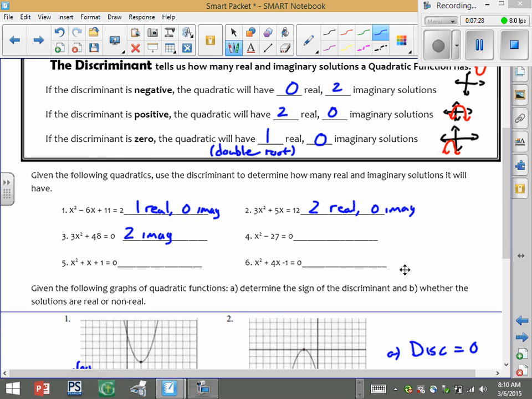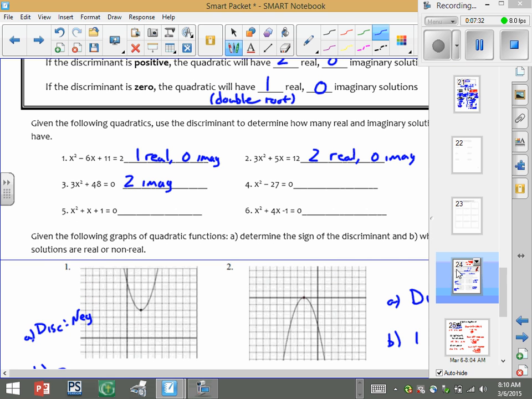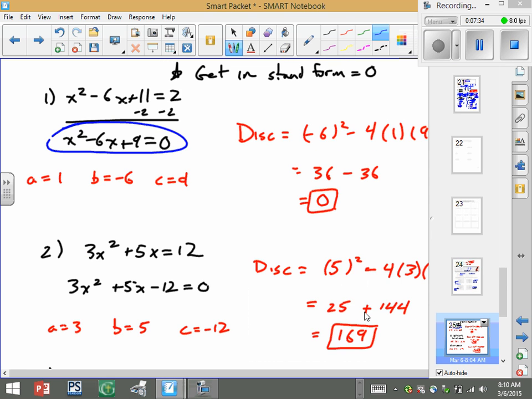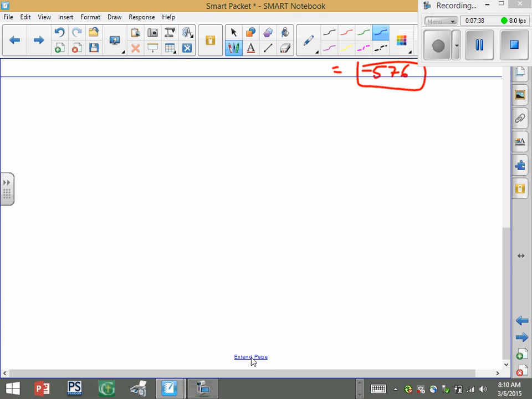All right, let's do the last 3 on this particular page very quickly. We'll just kind of walk you through all those, and then I'll probably leave all my answers to those 3 problems right here on this page. So we have x squared minus 27 equals 0. So again, it doesn't quite look like it's in standard form, but it is. A here is 1. There is no b, so we'll put 0. And c equals negative 27.